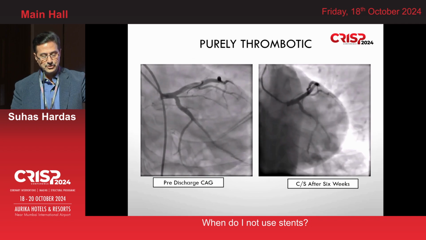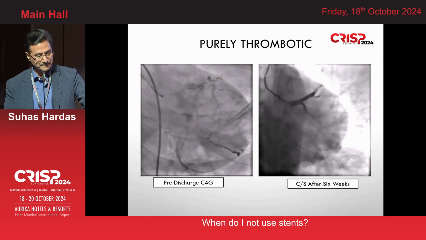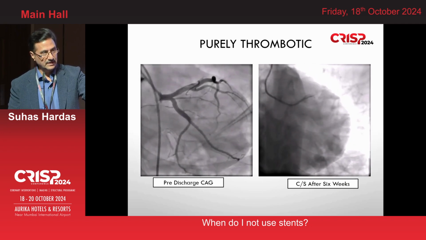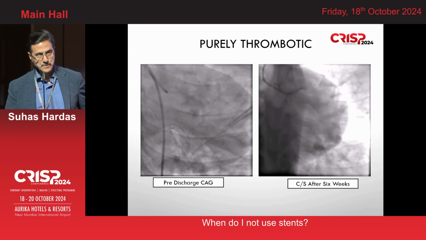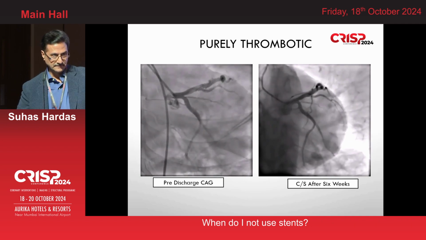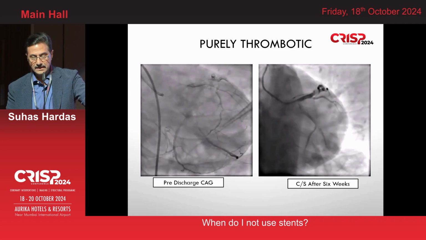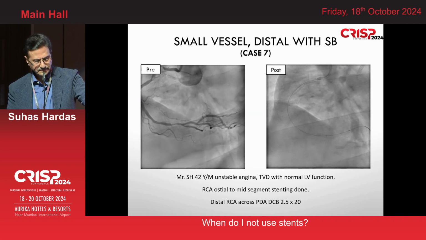And pre-discharge angio shows that there is a significant clearance of thrombus from the circumflex, but some residual thrombus in the LAD, which was dealt with by giving oral anticoagulants for a period of 6 weeks. And 6 weeks later, there is a total clearance of thrombus from LAD as well. Stenting is avoided, and so is long-term need for DAPT.